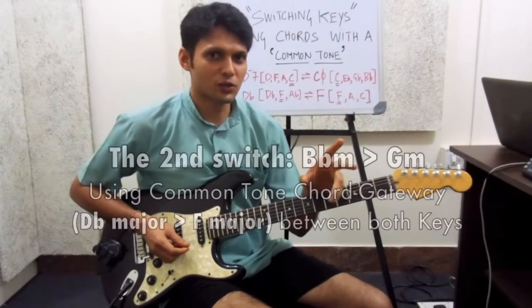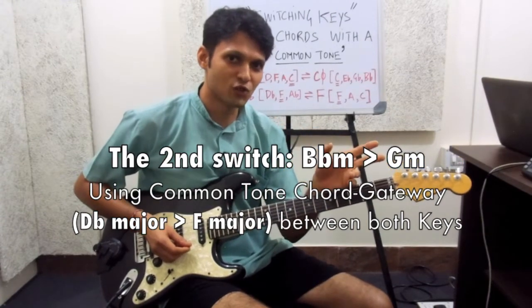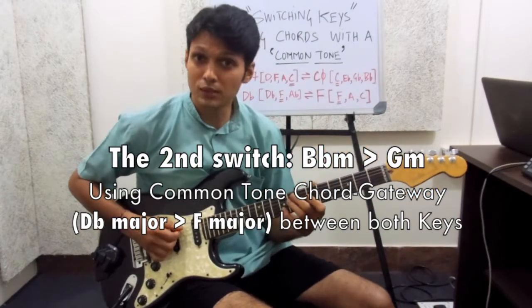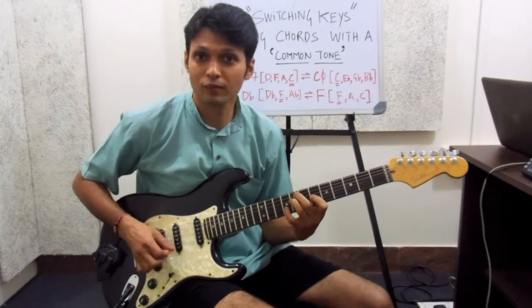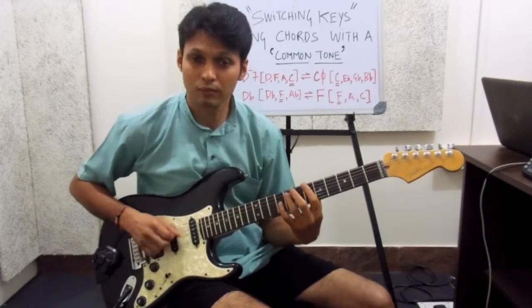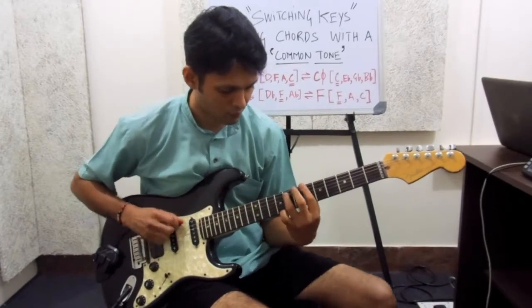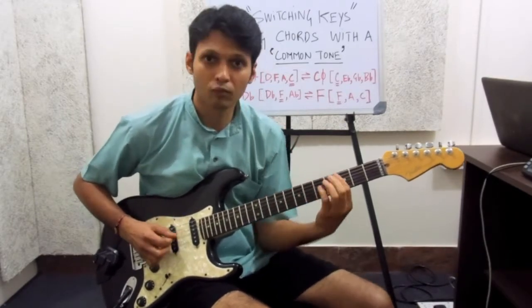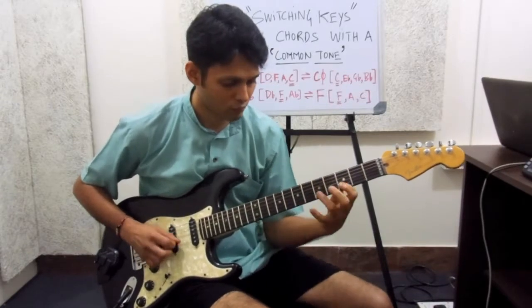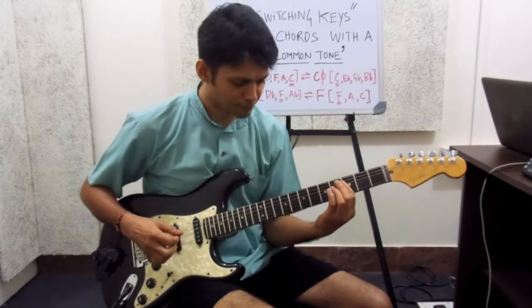Now somewhere along this piece, I move back from the key of B flat minor back to the key of G minor, like so. 1, 2, 3, 4. That's my G minor 7 chord in the key of G minor.